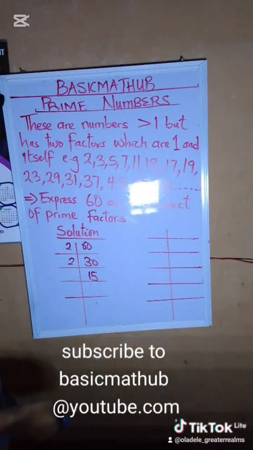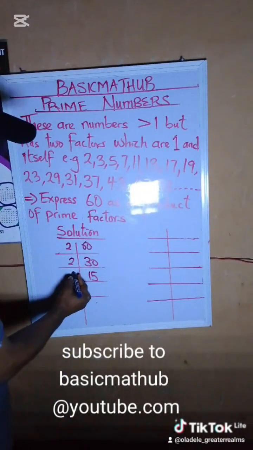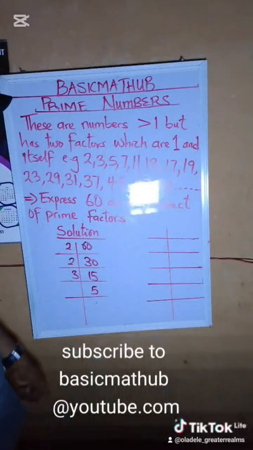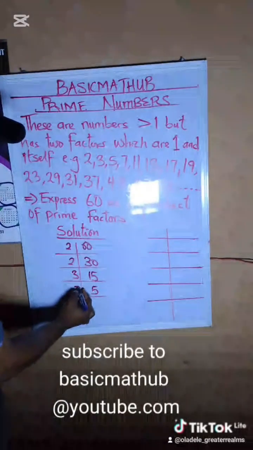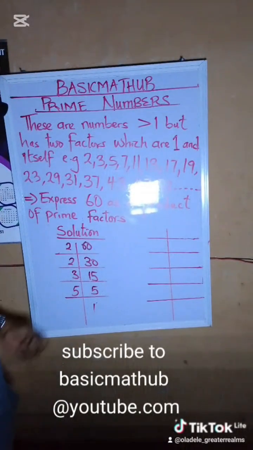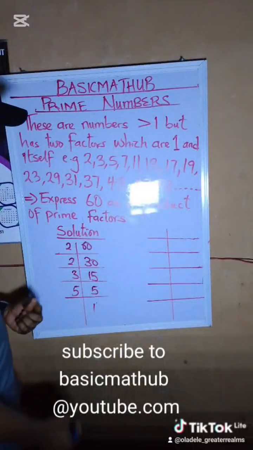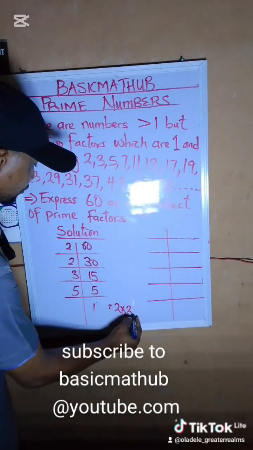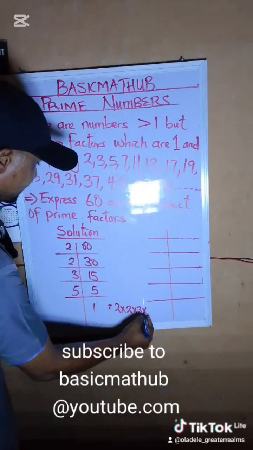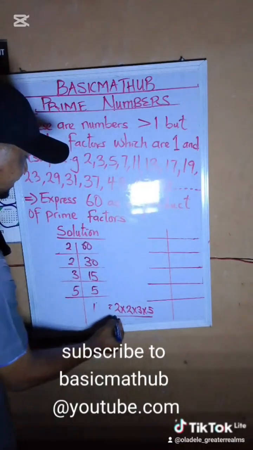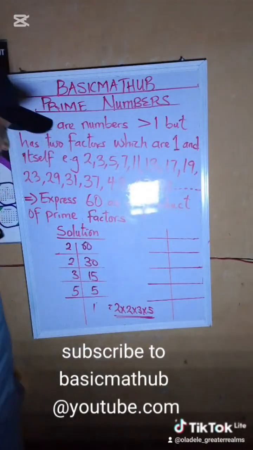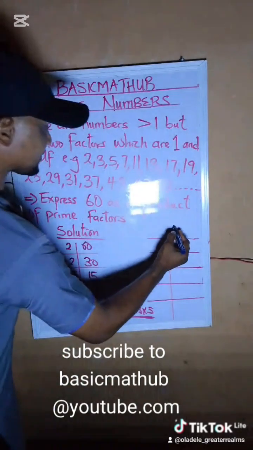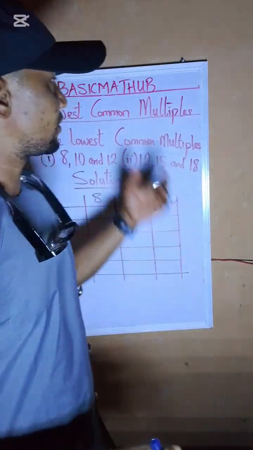So we move to the number 3. We do 3 with 15. 15 divided by 3 is 5. And 5 being a prime, we divide 5 by 5. So 60 as a product of prime factors will now be equal to 2 times 2 times 3 times 5. So that is 60 as a product of prime factors. I hope you get that. You can practice with 84.